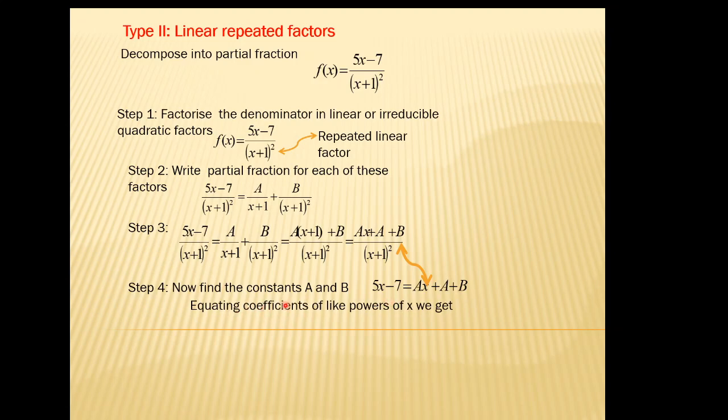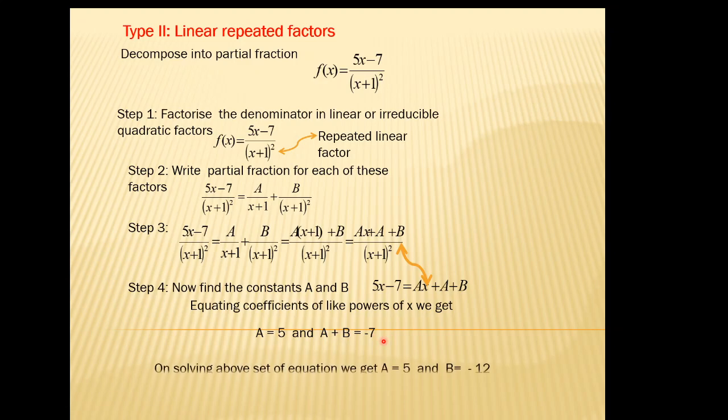Right, so equating coefficients of like powers of x, this denominator gets cancelled. What we have is 5x minus 7 equal to ax plus a plus b. The coefficient of x is a on the right hand side and 5 on the left hand side, so a equals 5. The constant term is a plus b, and on the left hand side it is minus 7, so a plus b equals minus 7.